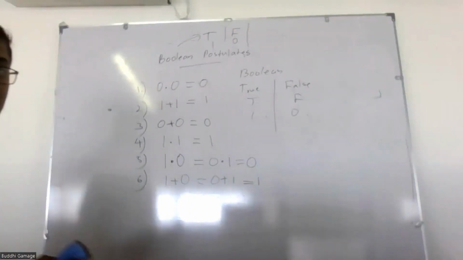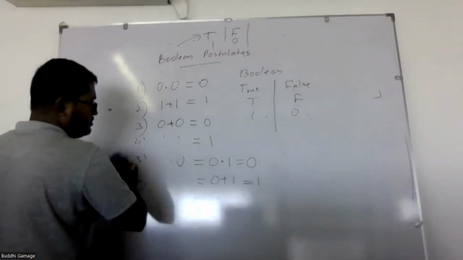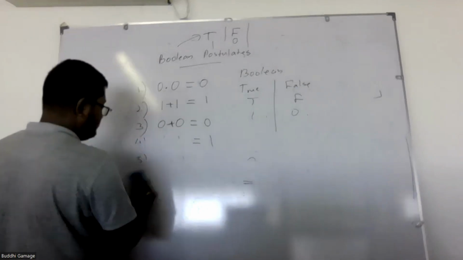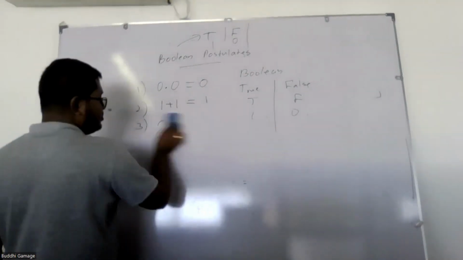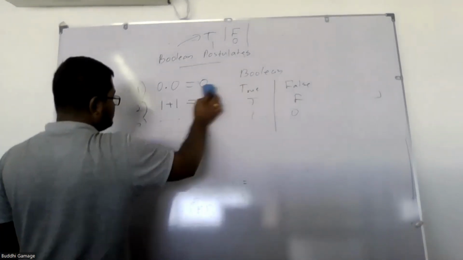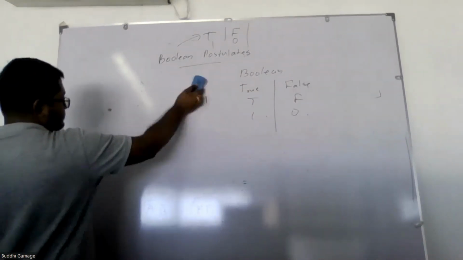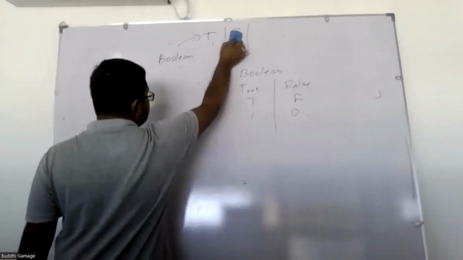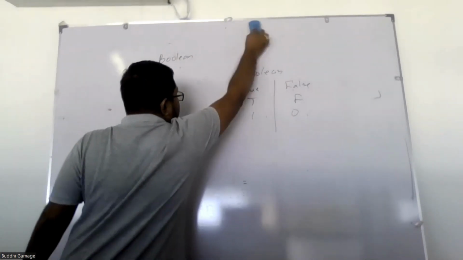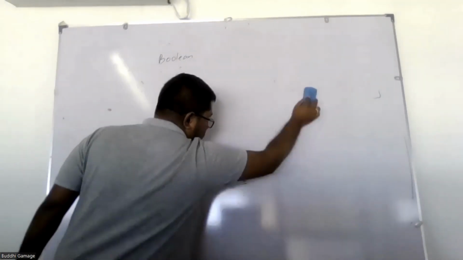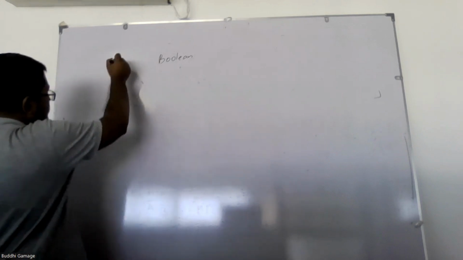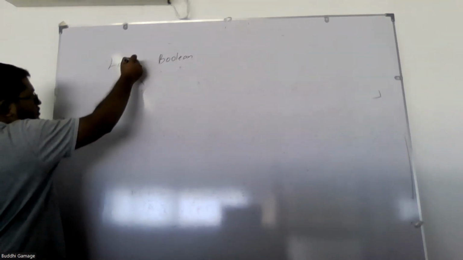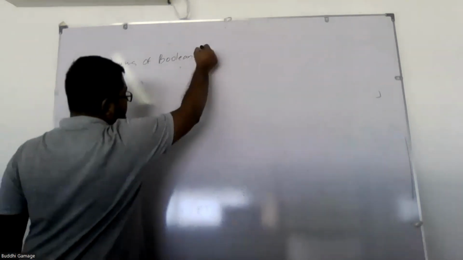Questions up to now? So now I'm going to teach about the Boolean laws. What you need to remember is there will be only 2 outcomes, either true or false, 0 or 1. Laws of Boolean.